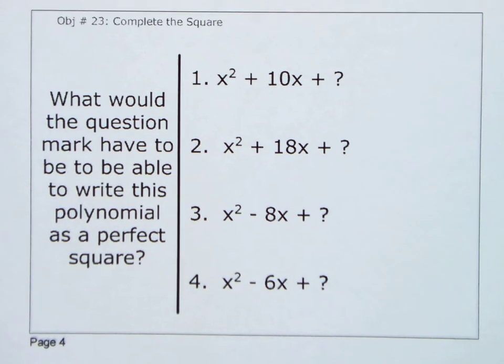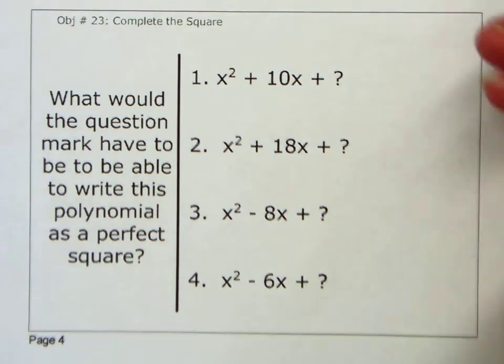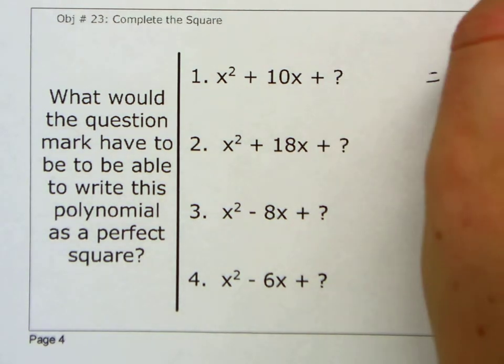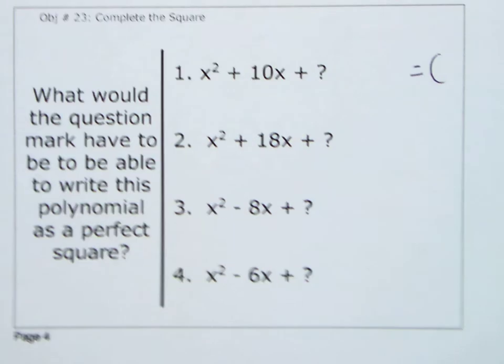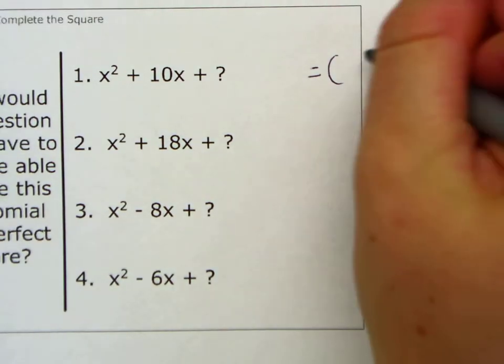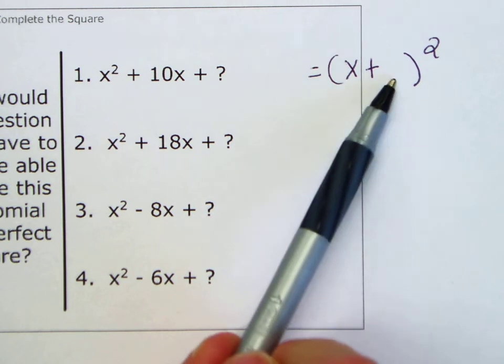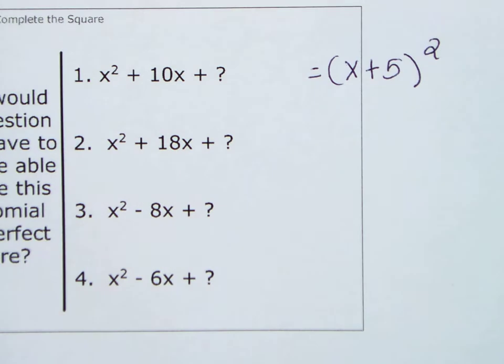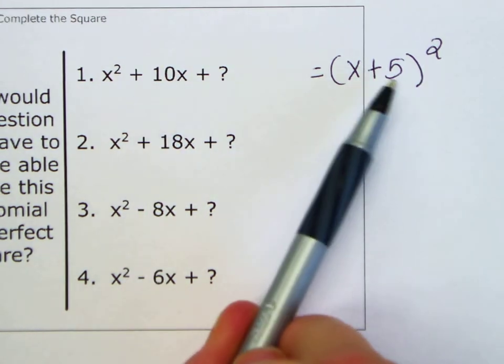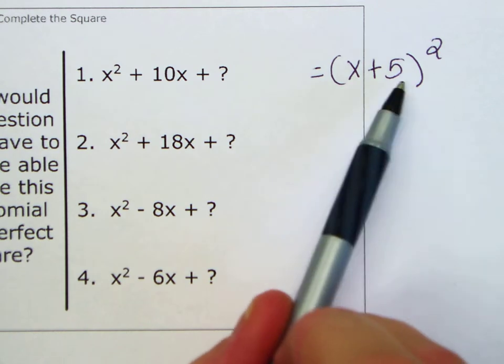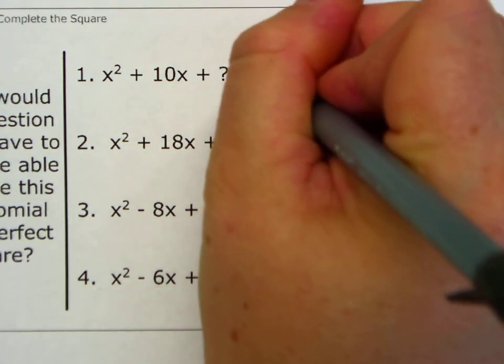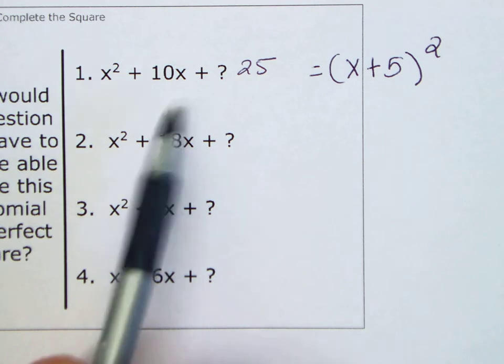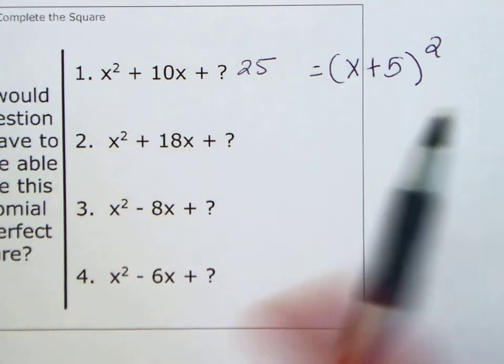What would the question mark have to be to write this polynomial as a perfect square? So what should this number be? Remember, when we write this as a perfect square trinomial, x plus, what was the relationship between this number and this number? 10 divided by 2 is 5, right? So what should this number be? 5 squared, 25. Okay. So the process is divide by 2, and then we're going to square it.